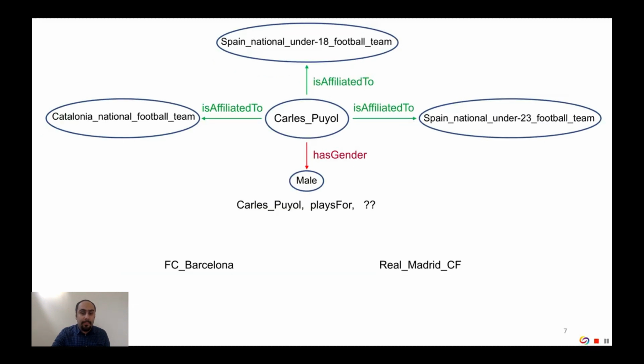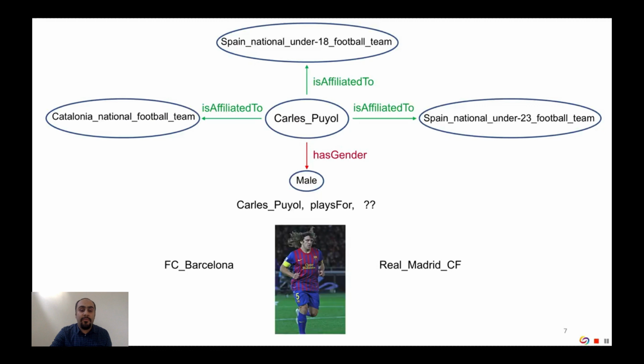But let's see another example. They provide us with the same information, but this time they ask us which team Carles Puyol plays for, and the answer is Barcelona or Real Madrid. Both of these teams are from Spain. So based on the provided information, we cannot answer this question. But if they provide us with another piece of evidence, which is the image of Carles Puyol wearing Barcelona clothes, we should be able to answer this question correctly, which is the Barcelona team.